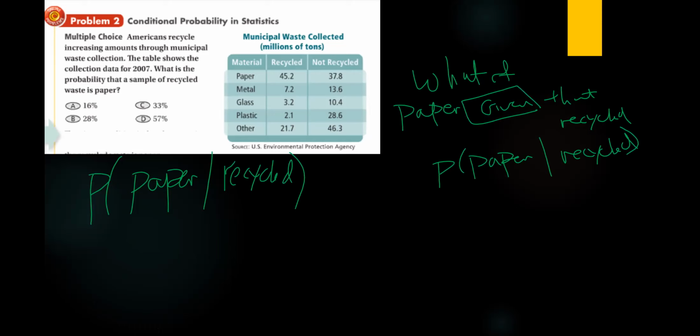Here, they told me what is the probability of recycled is paper. There's no word given. Given tells me the condition is recycled, but here the word given is not written. Here, the recycled is paper, so you have to change the order. Okay, I understood. Paper is recycled. Thank you, teacher. You're welcome.